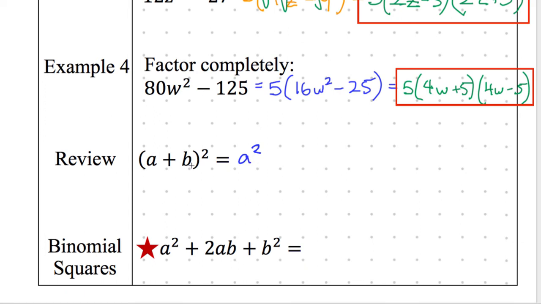Double the product. So the product means the product of a and the product of b. I'm going to multiply those two together. A times b is ab. And I double ab, so it's 2ab. So I'm going to add 2ab. I squared the first, I doubled the product, and I'm going to square the last. So square the last, that's going to be b squared.